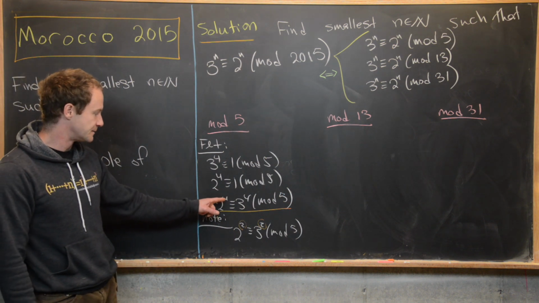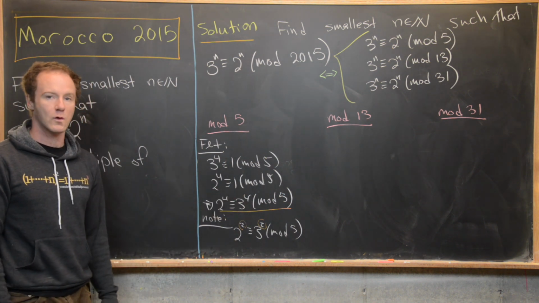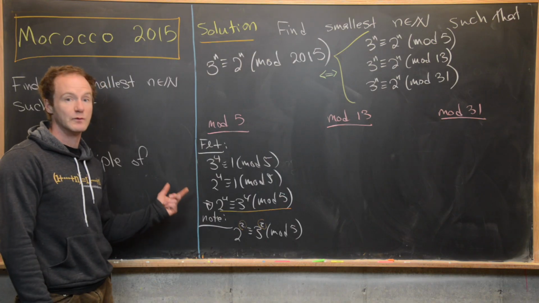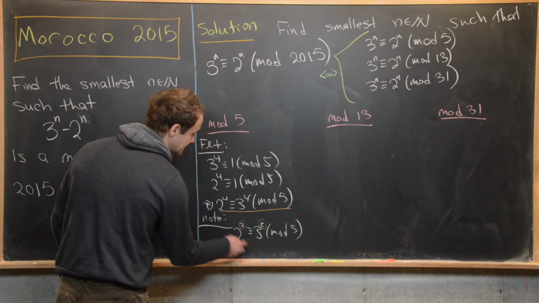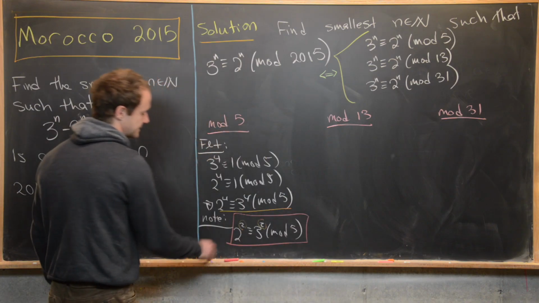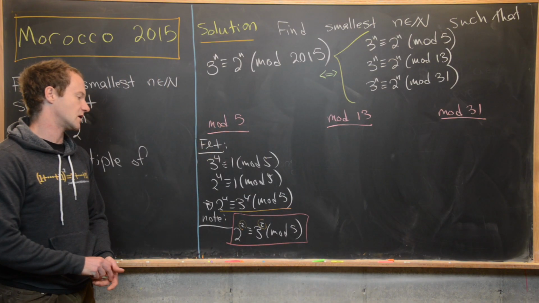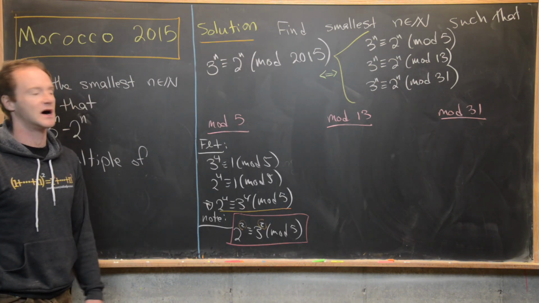So in this case, the only numbers smaller than 4 that could provide this result would be 1 and 2, because those are the divisors of 4. And we see that, yeah, in this case, 2 works. So here we have 2 to the 2 is congruent to 3 to the 2 mod 5.